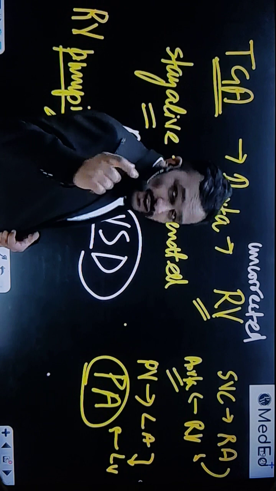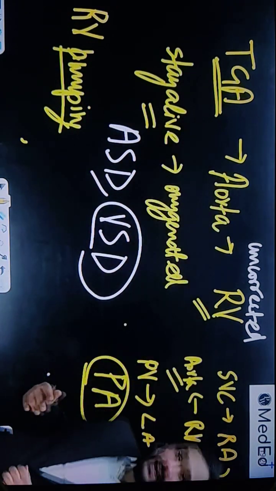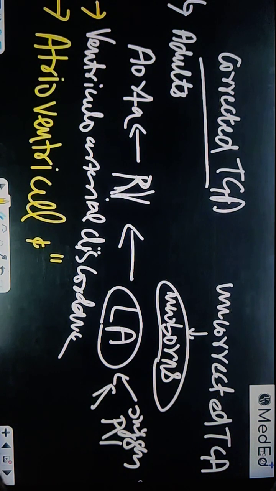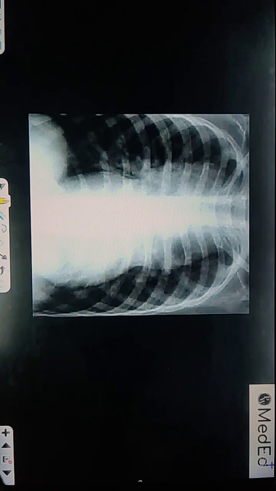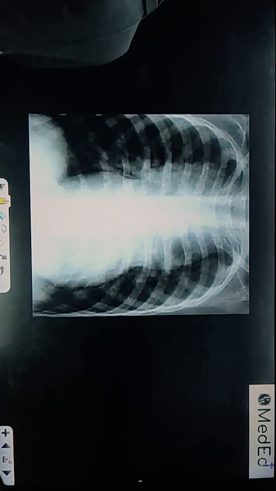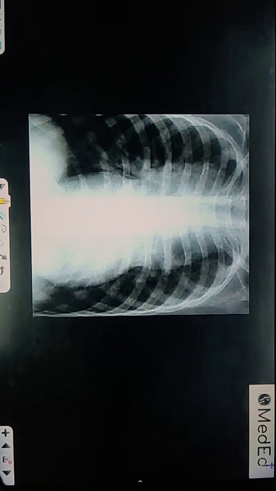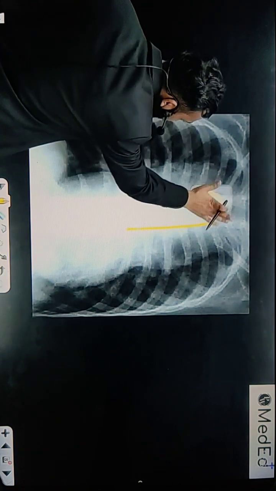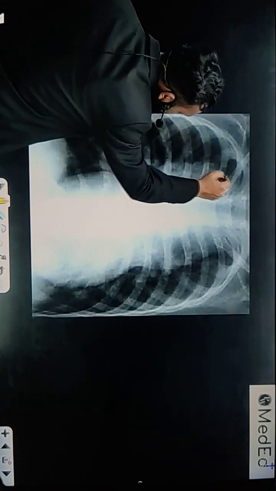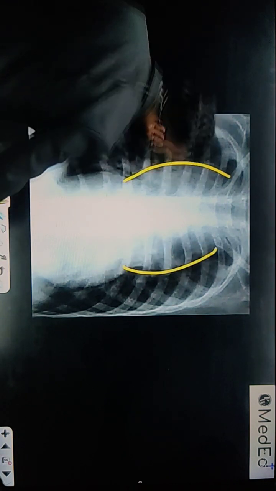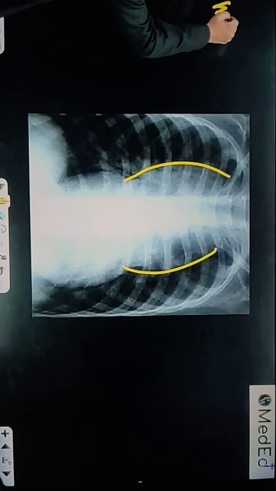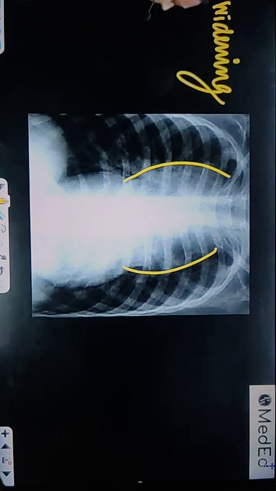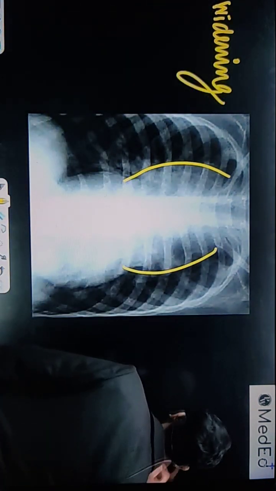And we are going to see, as we move forward, how right ventricular hypertrophy looks on X-ray. So moving on to the next X-ray. Guys, what are we able to see on this X-ray? In the previous X-ray, we were seeing that the mediastinum was narrowed. But in this X-ray, if you look at the superior mediastinum, there is widening of the superior mediastinum.